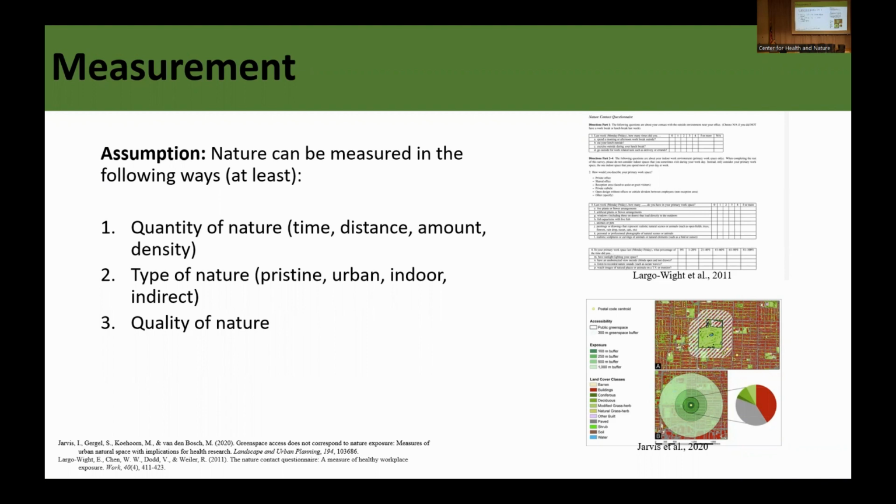The second is we can think about measuring the type of nature. Is it wilderness? Is it urban, everyday, just being outdoors? Is it indoor environments that are bringing nature in, or is it some sort of replication, abstract, indirect representation of nature? And then the third is quality of nature. That's tricky. What is quality of nature, and are we measuring that?